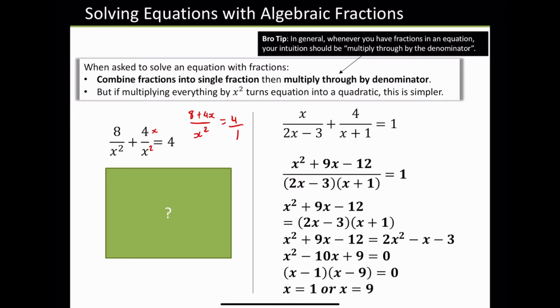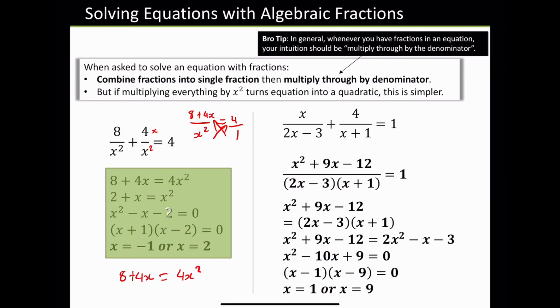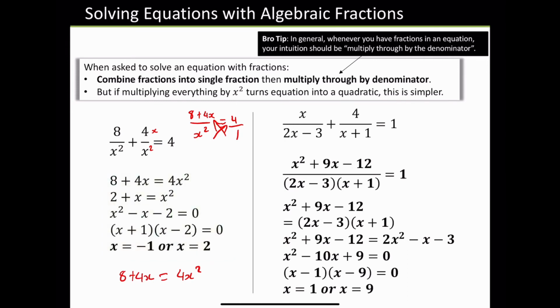You're going to be using something called cross multiply. So 1 times 8 plus 4x, you're left with 8 plus 4x and 4x squared. And then rearrange and solve. So rearrange it. They've actually simplified also because they could, and then simply solve the quadratic equation.